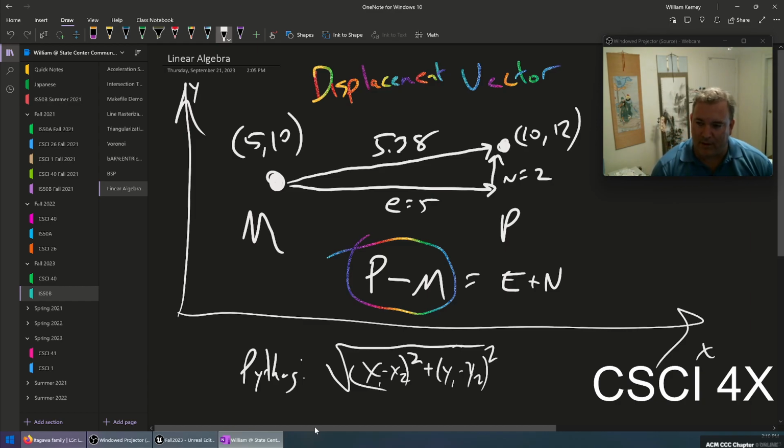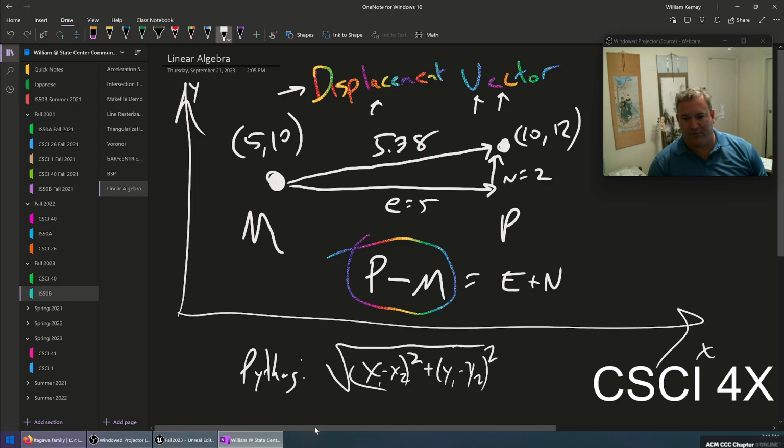So a displacement vector is telling the monster, essentially, hey, you've got to travel 5 units east and 2 units north, a total of 5.38 units to get to the player. You guys understand? We can do this in Unreal Engine by getting a world position and a world position and subtracting them. That creates what we call a displacement vector. They are very, very, very useful. We use them all the time.